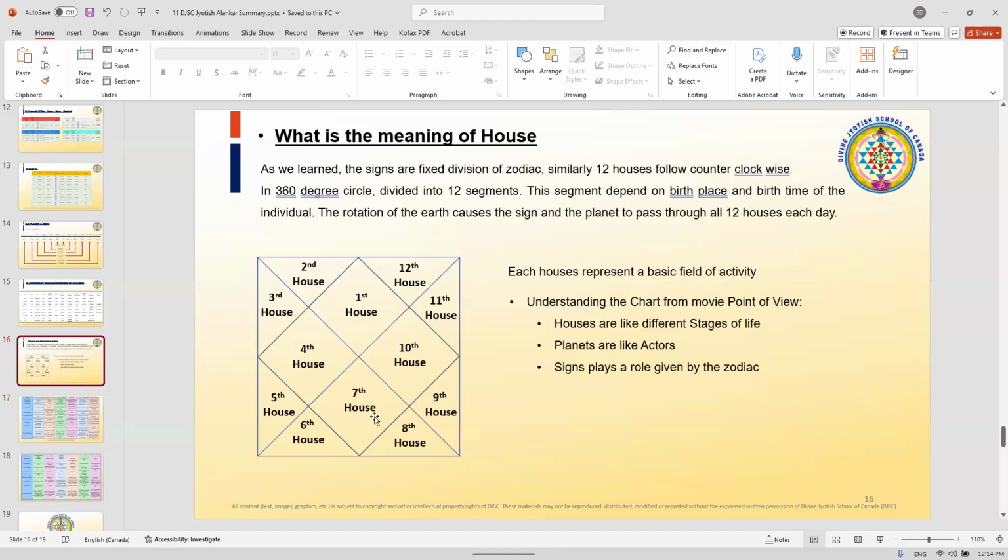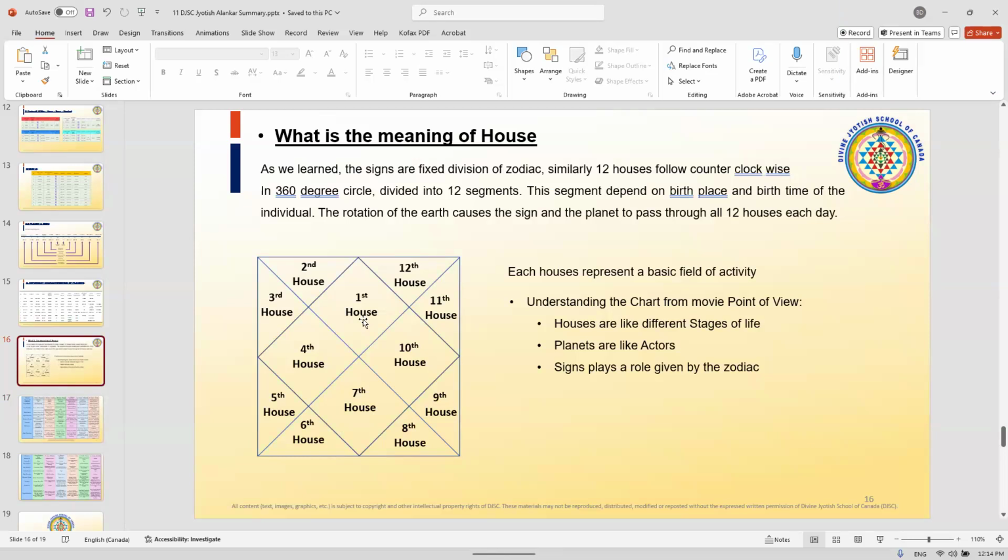So that's why it's an understanding chart from a movie point of view. You see, houses are like different stages of life, houses are like actors, and the sign plays a role given by the zodiac. So you have to first memorize the 12 houses on the chart. And every house has some significant role.